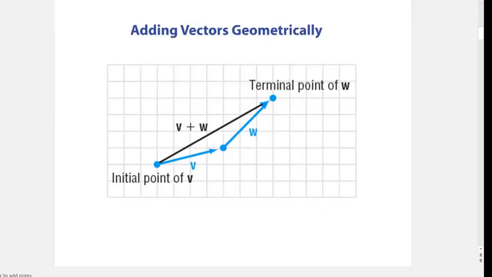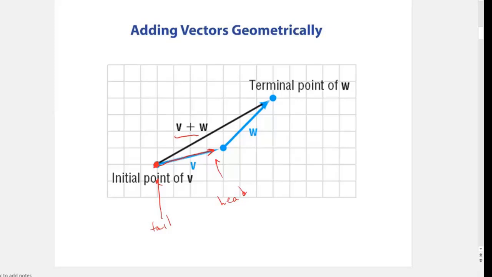When we add vectors, we can add them geometrically. For example, if I want to add V plus W, here's my initial point, here's my end point. Sometimes we call this the head and the tail. A lot of times you'll hear this is the tail and this is the head of the vector. When I learned it, that's what I learned. But also the initial and the terminal point.